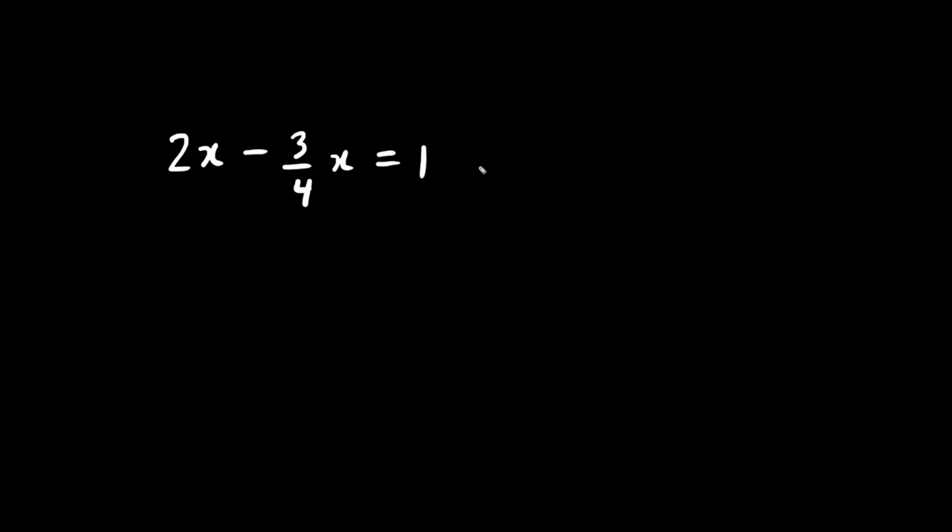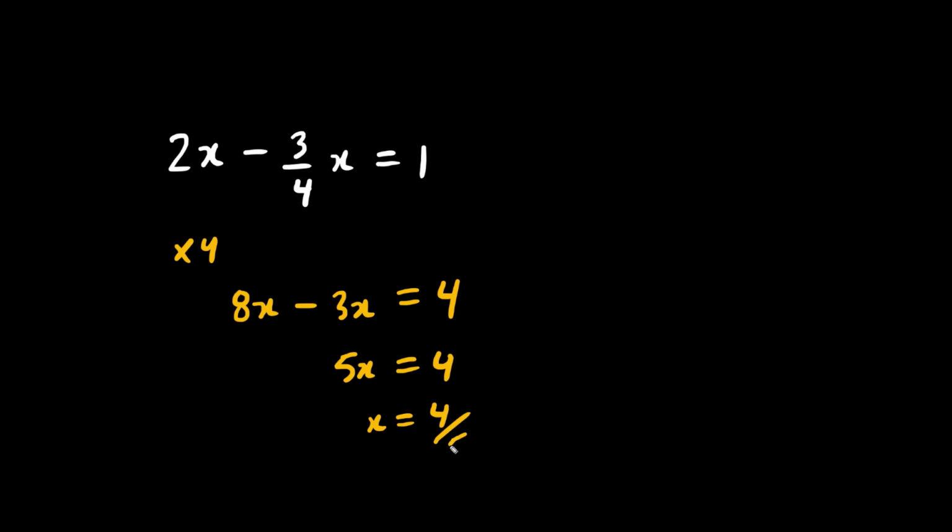Let's solve this equation by multiplying each part by 4. The first term becomes 8x. When we multiply the second term by 4, these 4's cancel, leaving the numerator 3x. 1 times 4 is 4. And what is 8x minus 3x? We have 5x equals 4. Dividing both sides by 5, we get the answer 4 over 5.